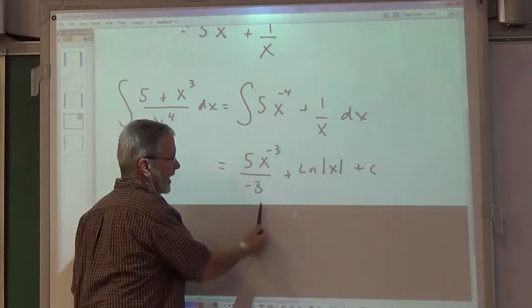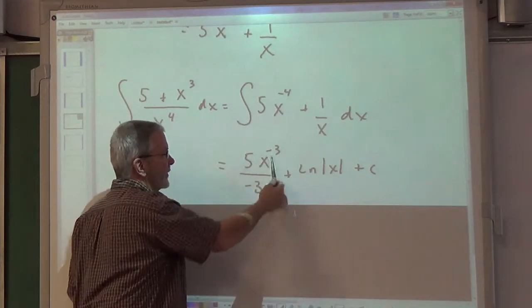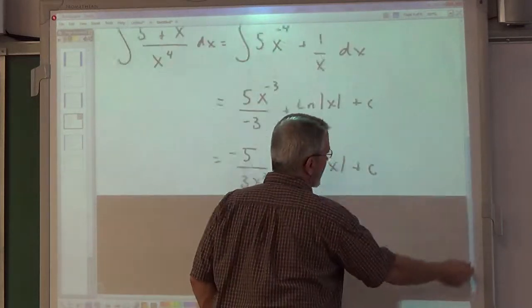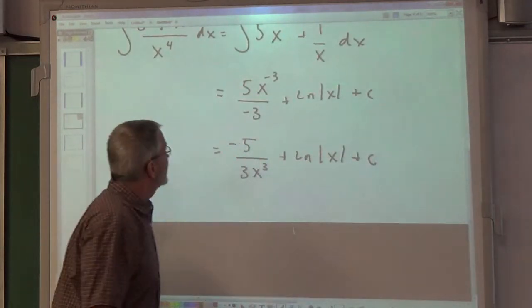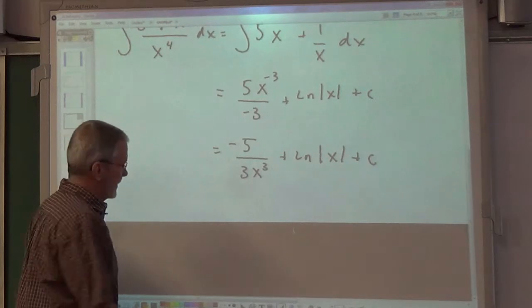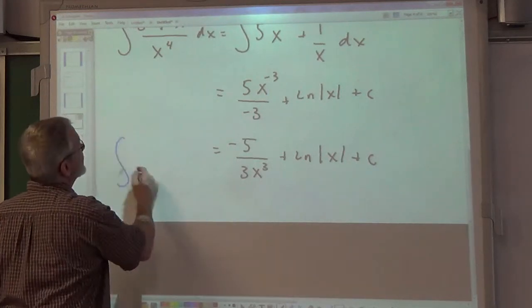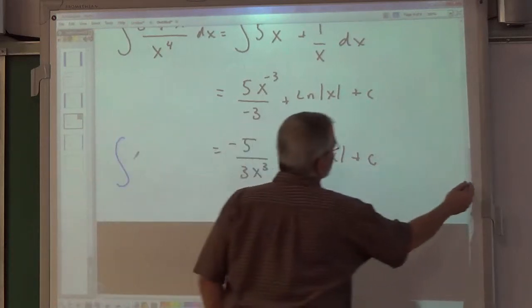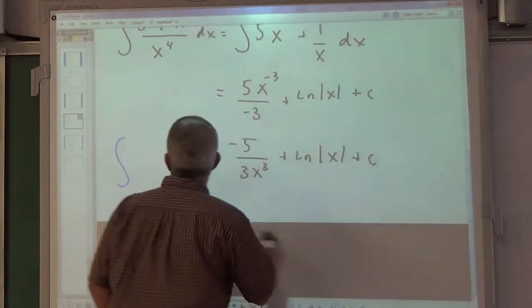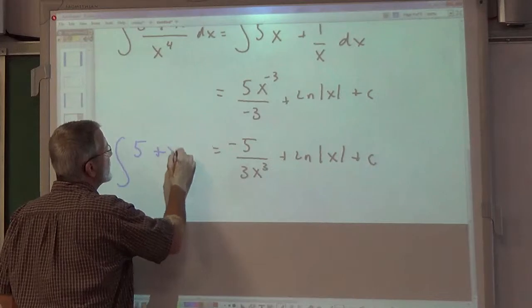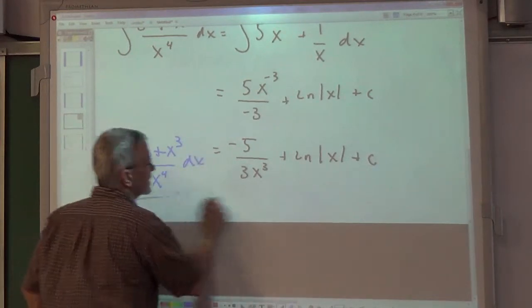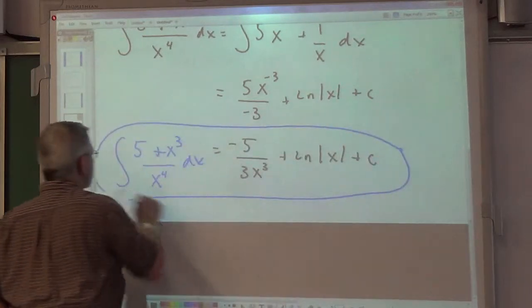So I can clean this up a little bit. I'm going to put this on the bottom and make the whole fraction negative. So this is the answer to that. That's the antiderivative of this right there. So the antiderivative of 5 plus x cubed over x to the 4th dx is equal to this right there. Okay?